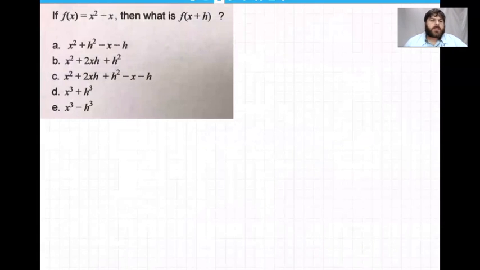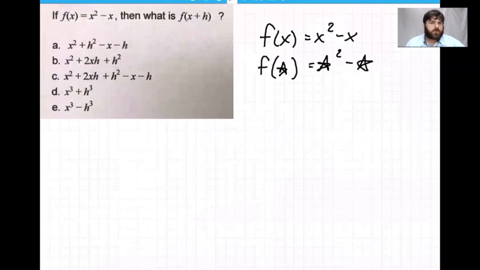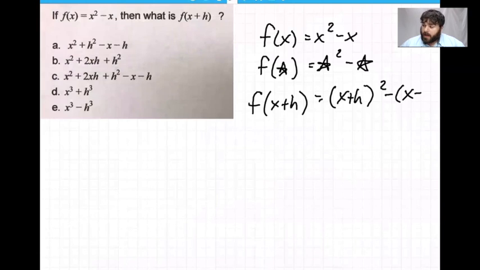All right, if f of x equals x squared minus x, then what is f of x plus h? So in this question, we are given the function is x squared minus x. Now remember, if I put in anything in here, doesn't matter what it is, that thing gets replaced in every single x that I see. Whatever the thing is, doesn't matter if it's crazy, if it's a smiley face, you put that in for every x that you see. So in our case, we have an x plus h. So all you have to do is plug in x plus h inside for every x.